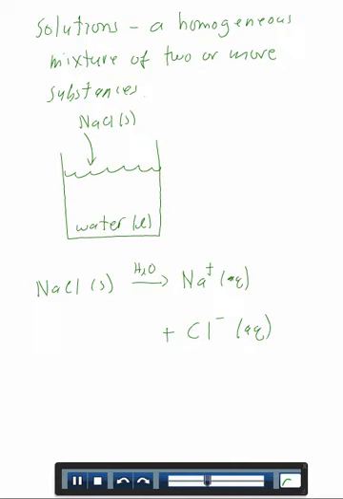Now, once the sodium chloride has dissolved, you cannot see a difference in the phase. It looks just like water. So that's what homogeneous mixture means. It looks all as one phase.